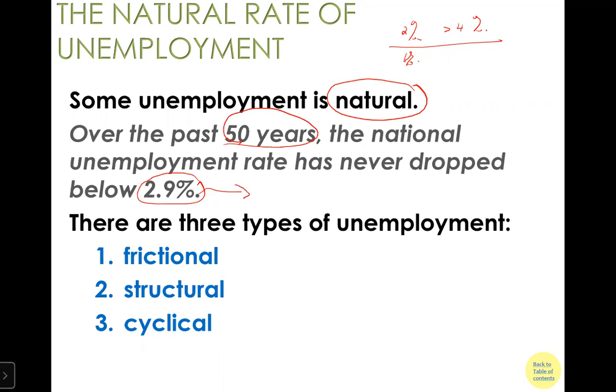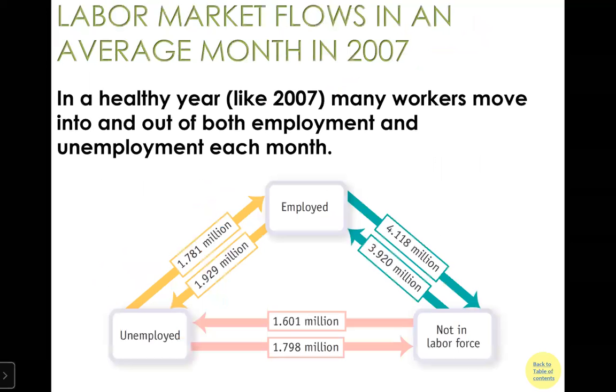Okay? And then we find out there are three types of unemployment. We call them frictional, structural, and cyclical. In order to understand the difference between these three types of unemployment, I'm going to draw a picture to show you how the labor market works, and how a typical individual moves around in the labor force, so that we understand those three types of unemployment.